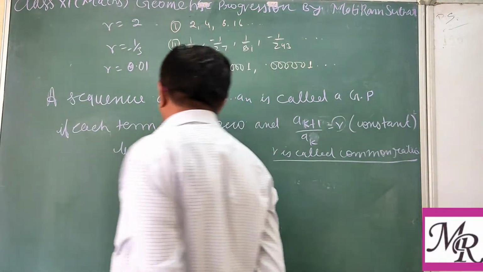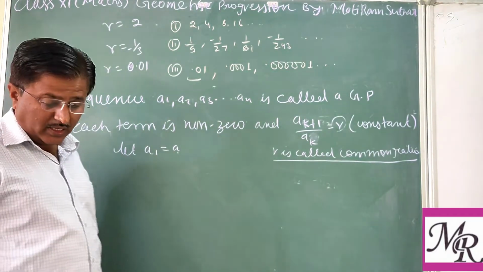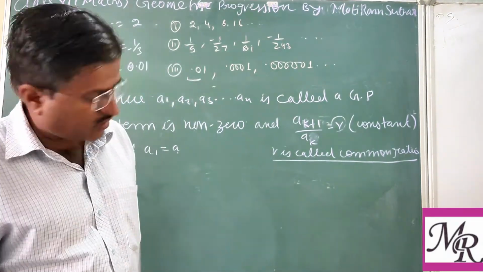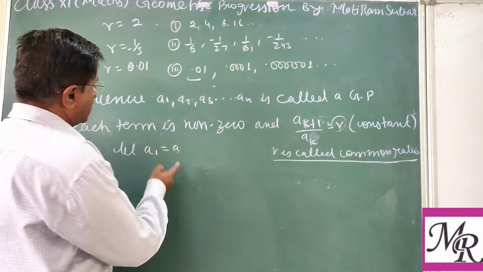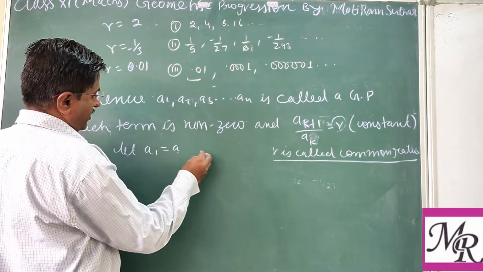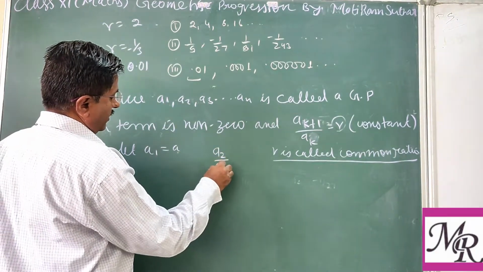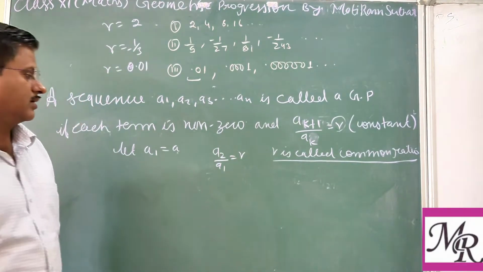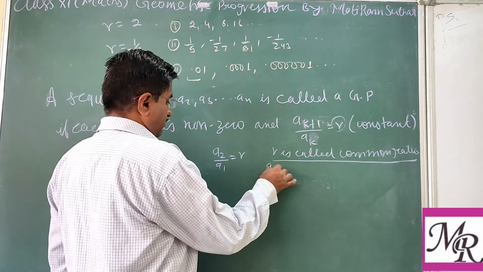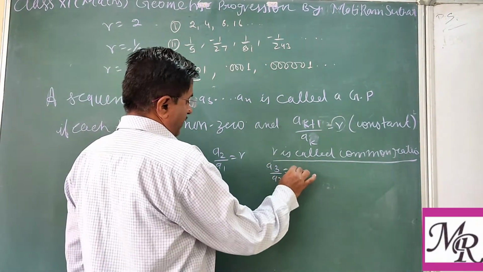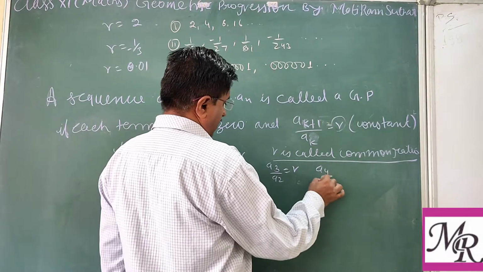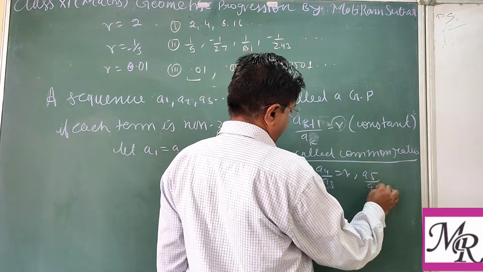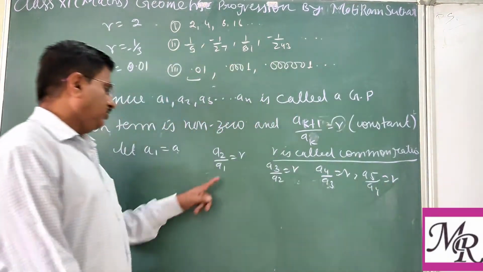So let A equal to A1 equal to A, then we obtain a geometrical progression. Now you can say second term by first term, A2 by A1 equal to R. Similarly A3 by A2, that should be R. A4 by A3, that is also R, and so on.